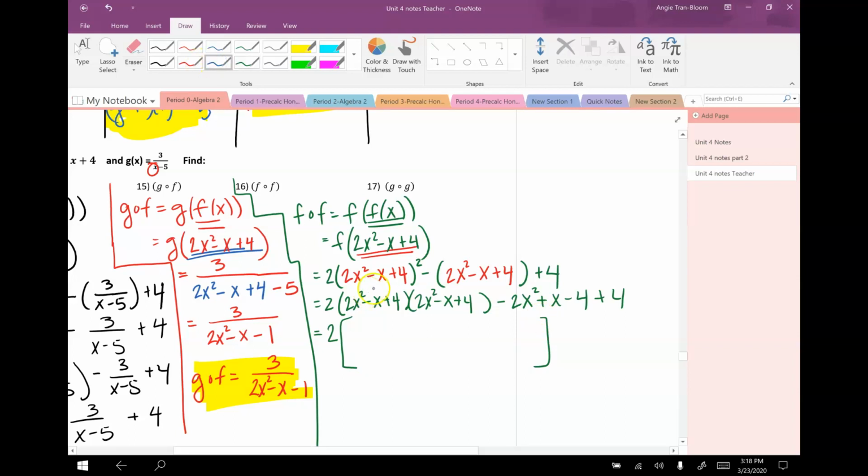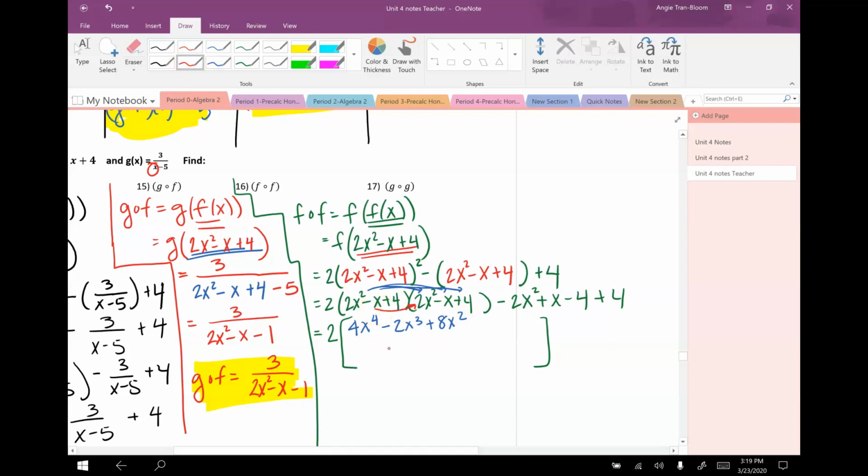Ready? Different color. 2x squared times 2x squared will give me 4x to the 4th. 2x squared times a negative x would be negative 2x to the 3rd. 2x squared times positive 4 is going to give me positive 8x squared. Next is going to be a different color.